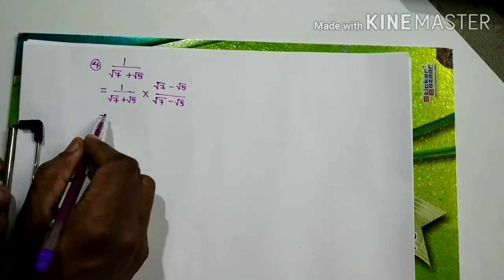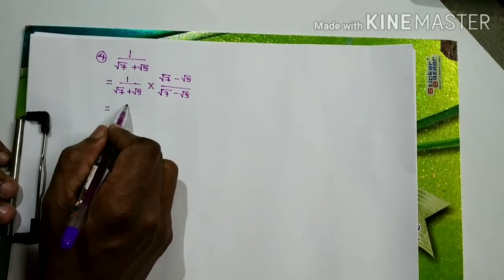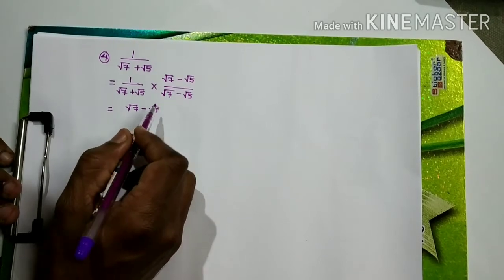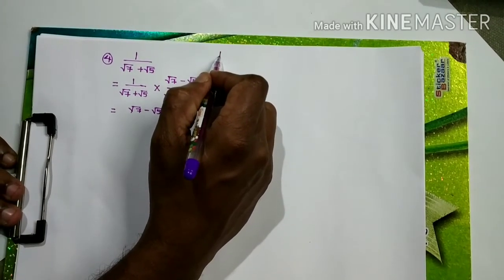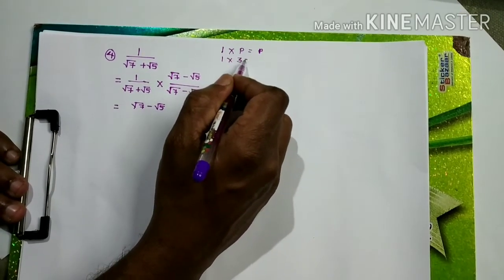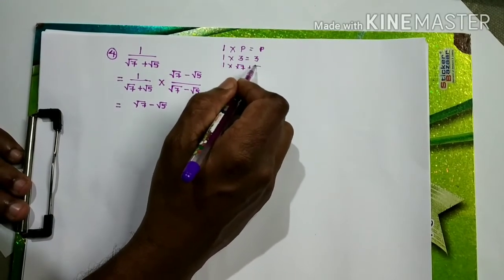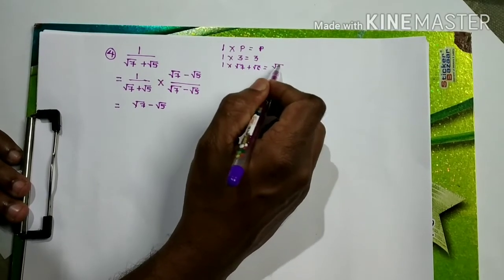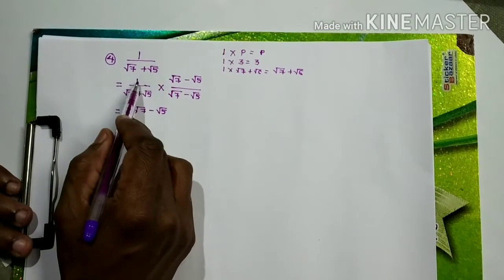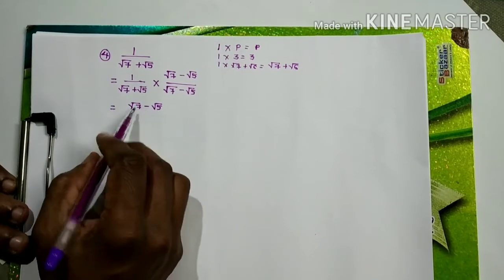The next step is 1 multiplied by root 7 minus root 5. Answer is root 7 minus root 5. If you multiply with any number, suppose for example 1 multiplied by p, the answer is p. 1 multiplied by 3, answer is 3. 1 multiplied by root 7 plus root 6, answer is root 7 plus root 6. So like that, 1 multiplied by root 7 minus root 5 is root 7 minus root 5.